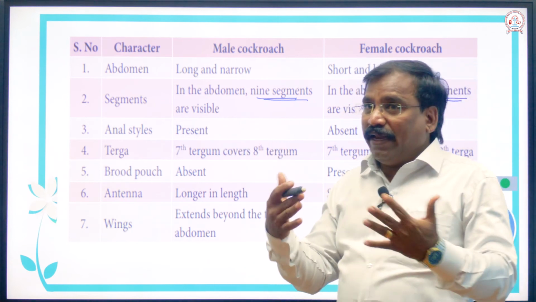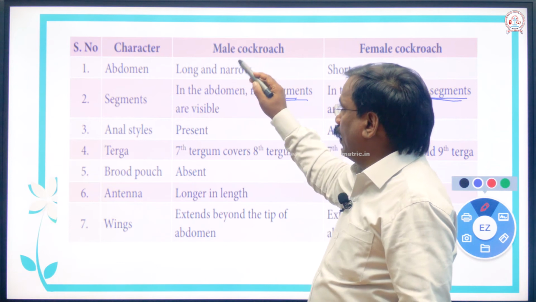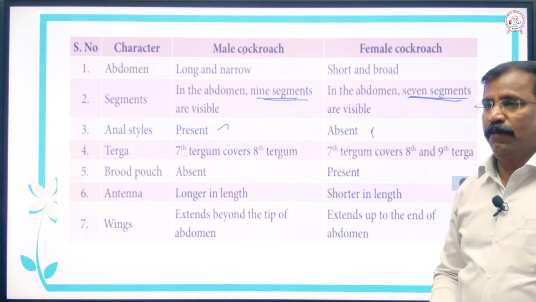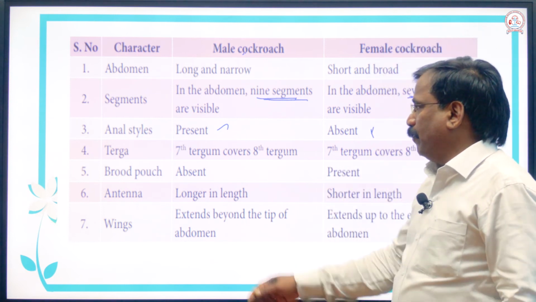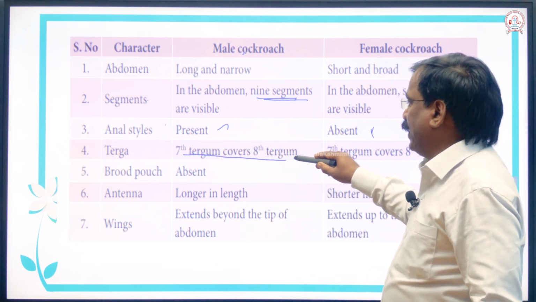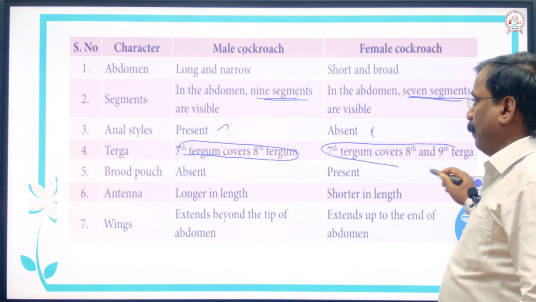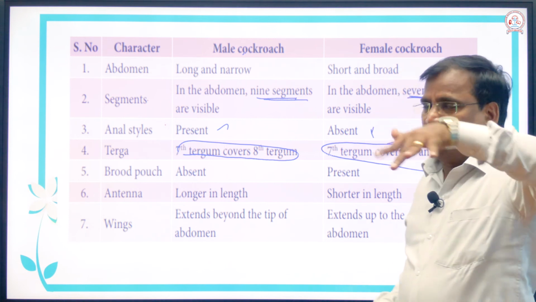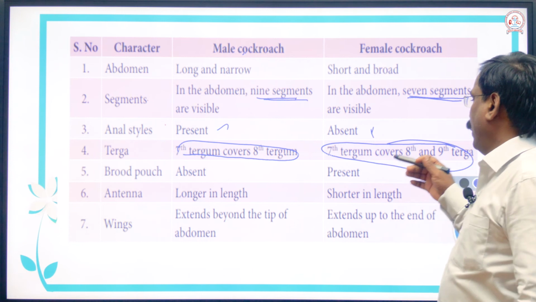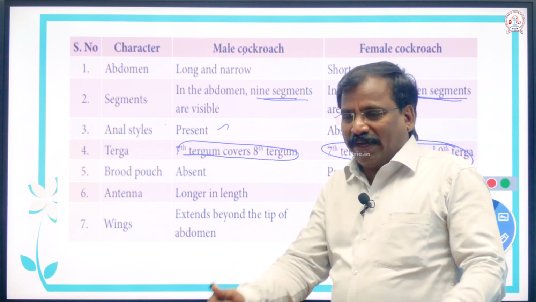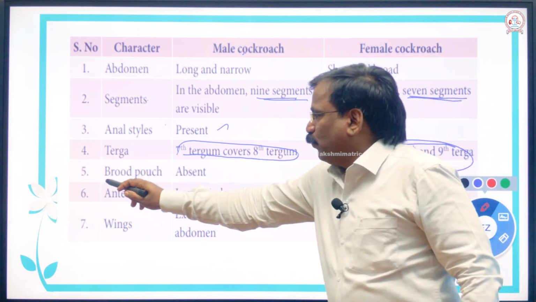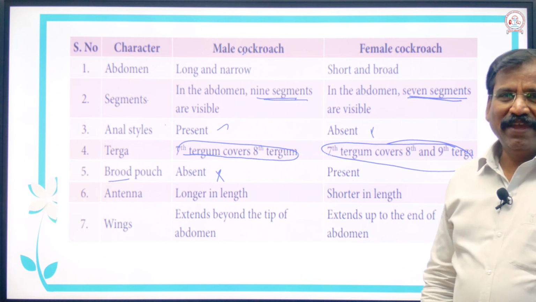And anal style, you know already, is present only in case of male. Male cockroach only possesses the anal style. Here it is absent, no anal style. Anal style is absent in case of female. And the tergum 7 and 8 are fused, covers the 7 and 8. Here 7, 8, 9 tergum. The upper plate, upper sclerites, is called tergites, and sternites are lower. So 7 and 8 are fused. Here 7, 8, 9 are fused. And brood pouch is boat shaped. The broader 7, 8, 9 in female form a brood pouch. So brood pouch is the character. It is absent in male. In male the brood pouch is absent.